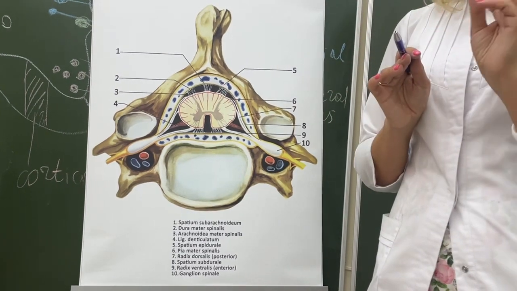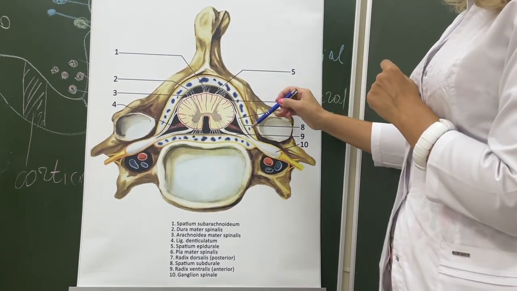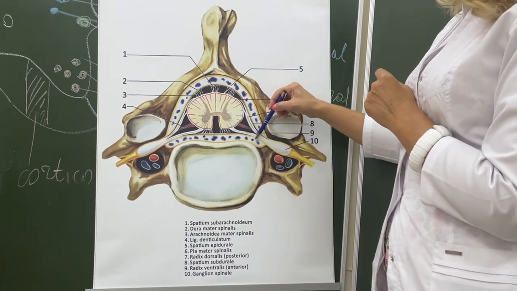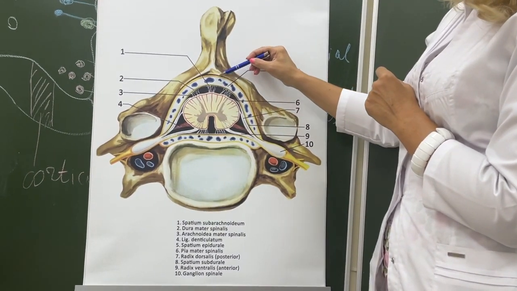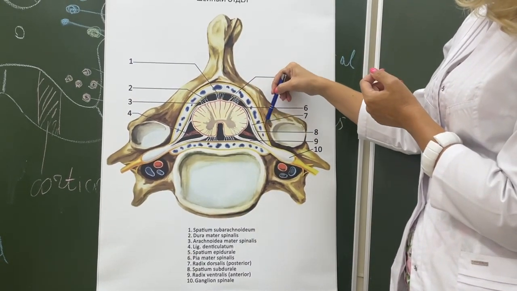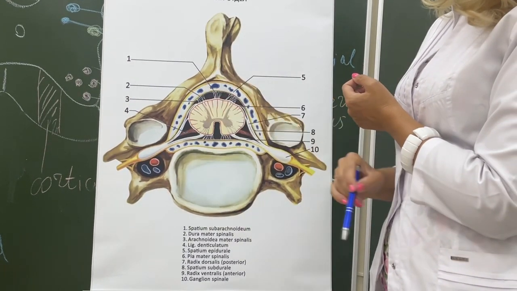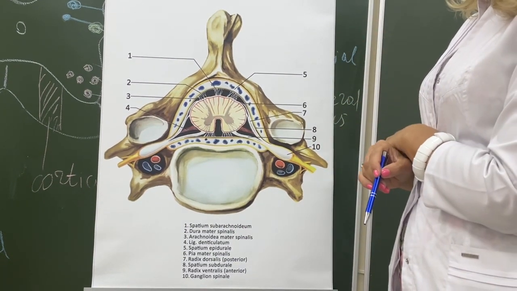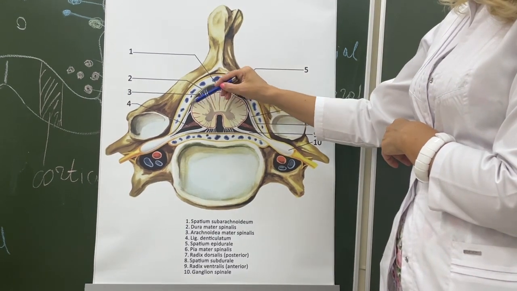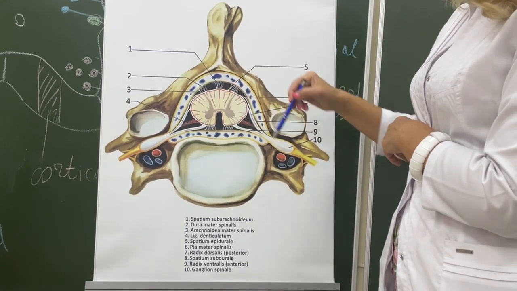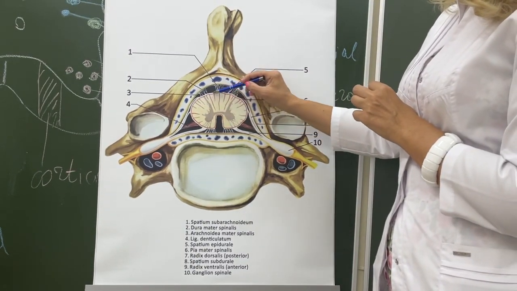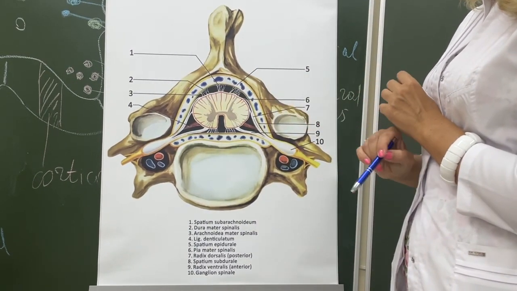How many? Three. The external one is called the dura mater. It's labeled in this yellow or orange color. Inside it we have the arachnoid mater. And the internal one is called the pia mater.